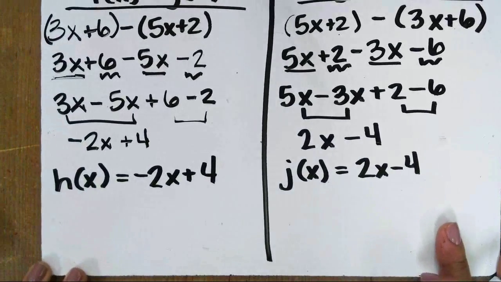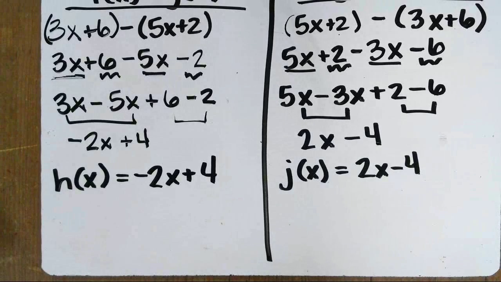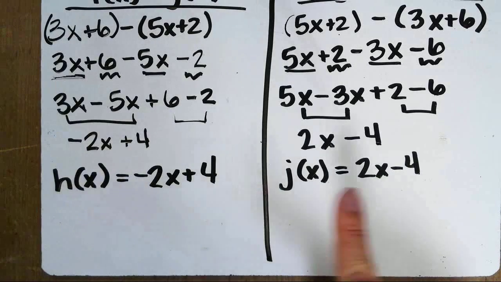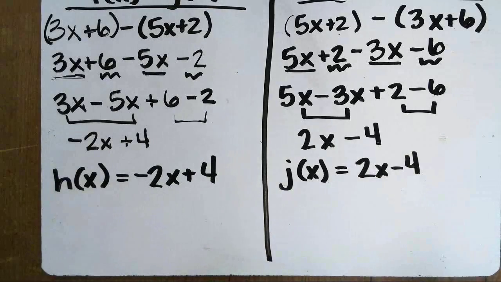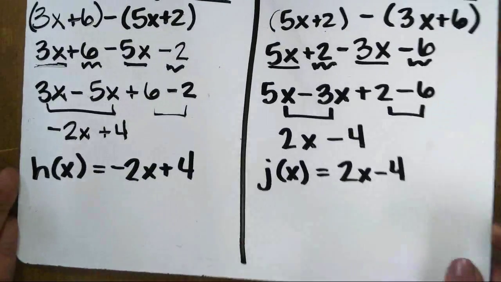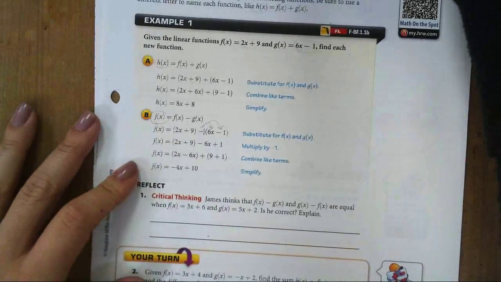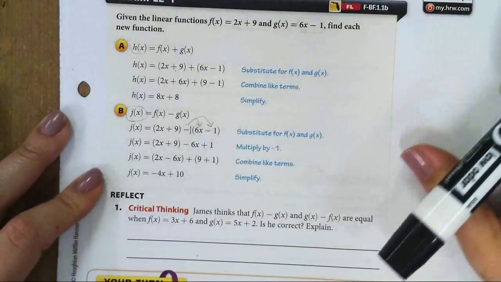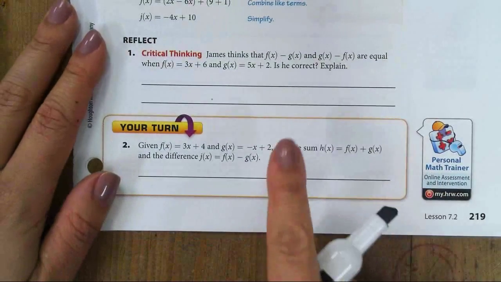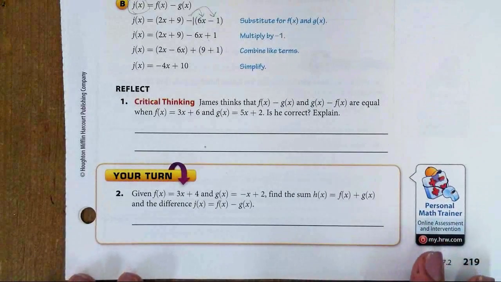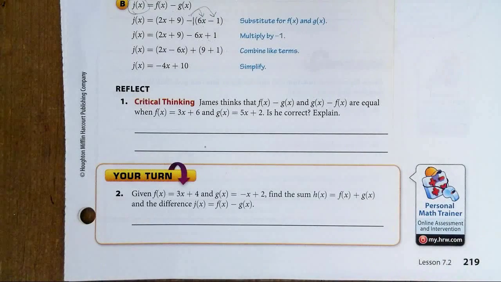Okay, so notice that they are not the same. This is negative and that's positive, while this is positive and this is negative. So you do not get the same exact answer. That's what you're going to want to write in as your answer for your reflect question. Alright, so I want you guys to go ahead and do the your turn question on your own. So go ahead and push pause while you work this out.